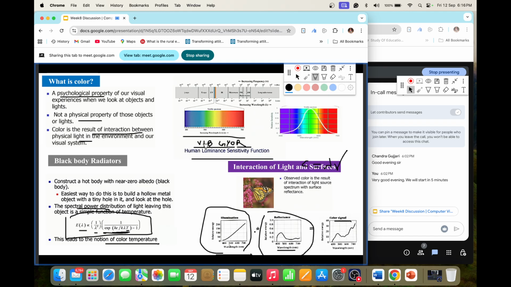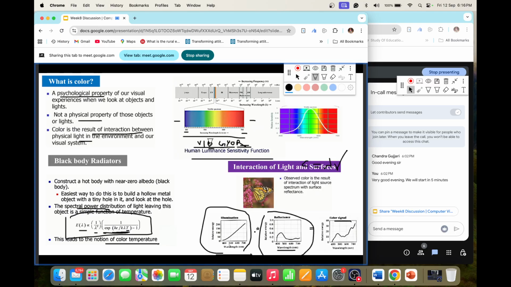Now in this VIBGYOR, 3 colors are most important: blue, green, and red. Whenever we go from this side to this side, the wavelength is increasing. Blue, or rather violet, has the shortest wavelength, nearly 400 nanometers, whereas red has the longest wavelength, around 700 nanometers. So these three are important: blue, green, and red.